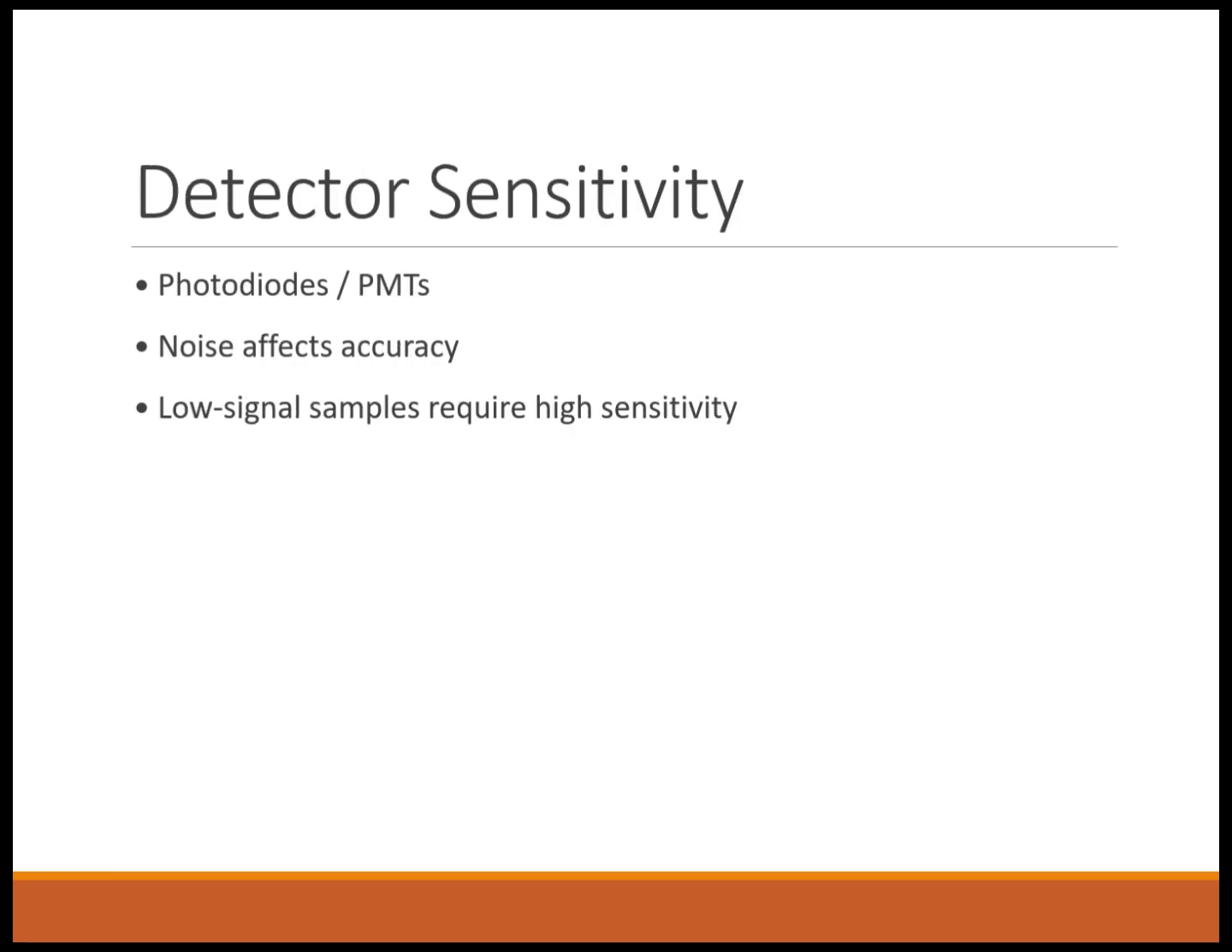Detector sensitivity. Detectors like photodiodes or photomultiplier tubes convert light into electrical signals. Lower sensitivity detectors produce noisy spectra, especially at low analyte concentration. So analyte concentration is also important, and detector sensitivity is an important factor. Proper calibration and maintenance is essential in this case.